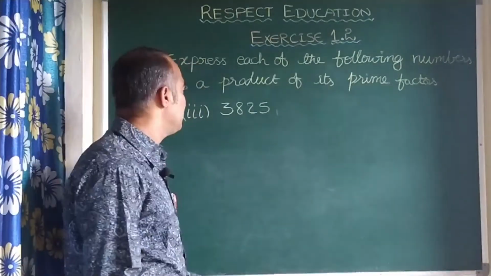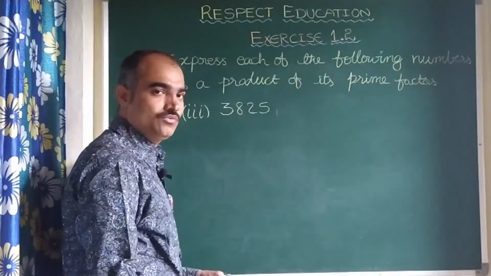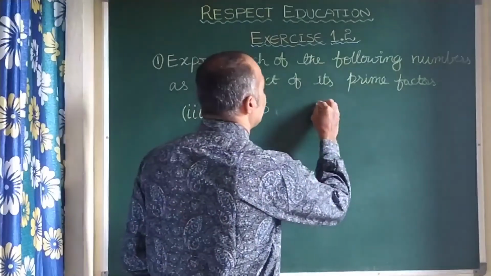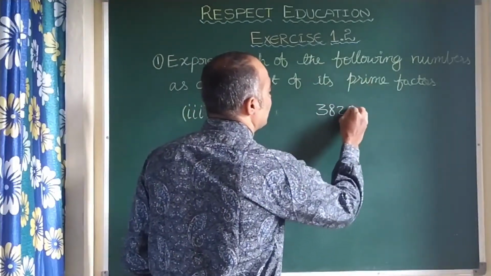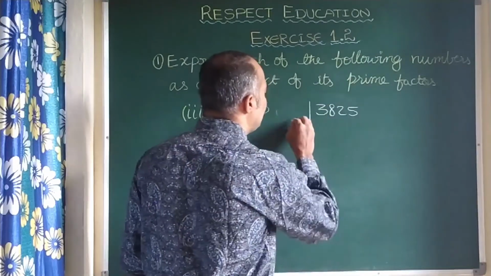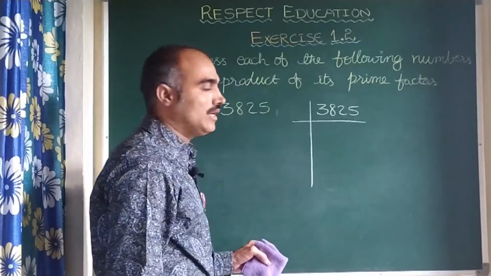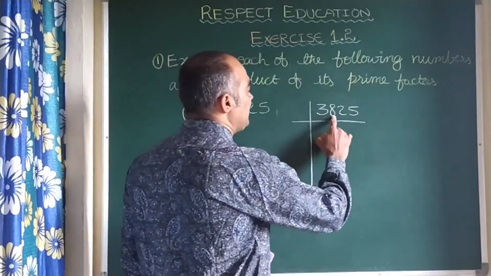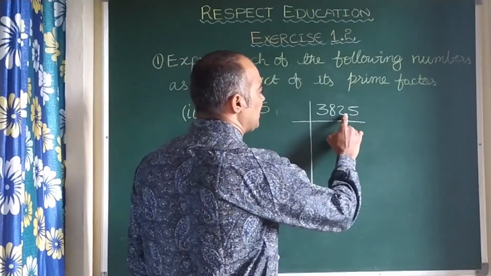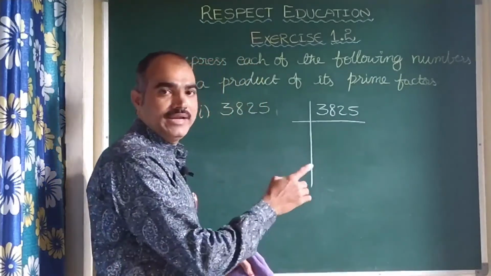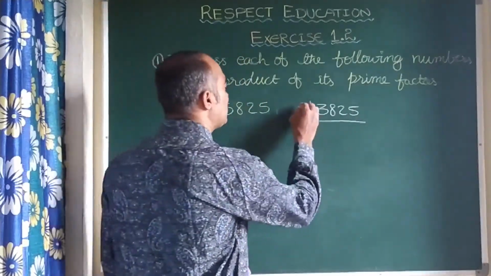Okay, let's see the next bit, that is the third bit, 3825. So here let us write its prime factors. As it is an odd number, it can't be divided by 2. So let us try with 3. 3 plus 8 is 11. 11 plus 2, 13. 13 plus 5, 18. So 18 is divisible by 3. So this number also can be divisible by 3.